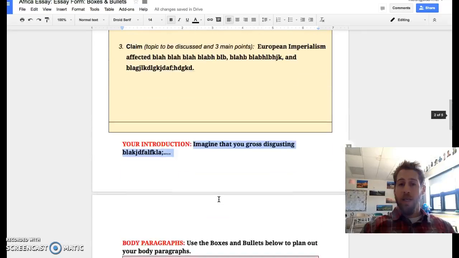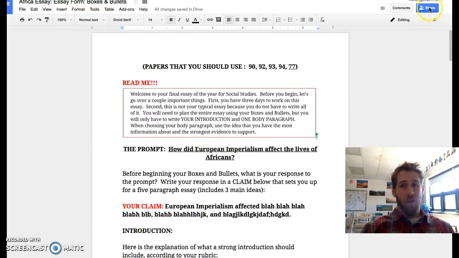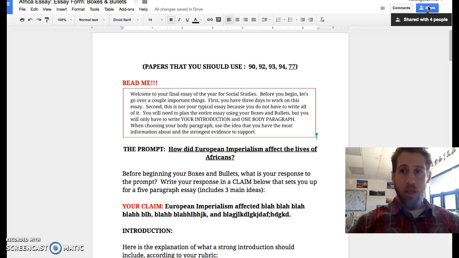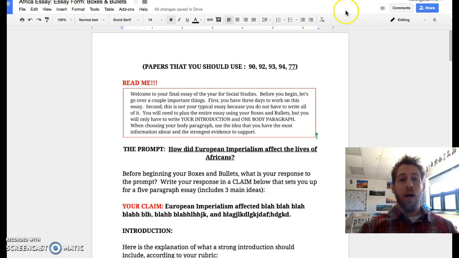Once you're finished with this and you are done, up here on yours it should say turn in instead of share. And then you are finished with your final essay of social studies for 6th grade. If you have questions, feel free to flag me down. If you want to shoot an email, I can get to those as well. Other than that, good luck.